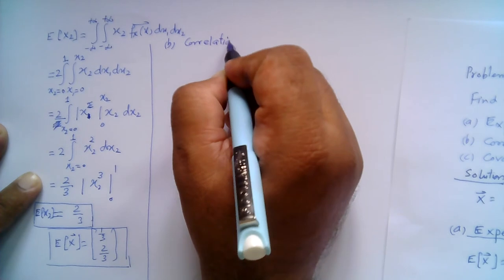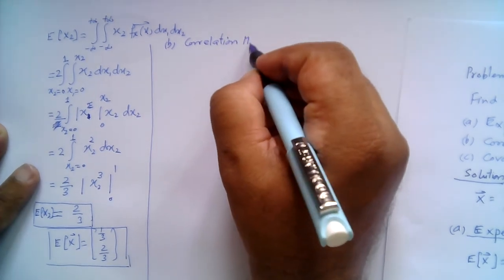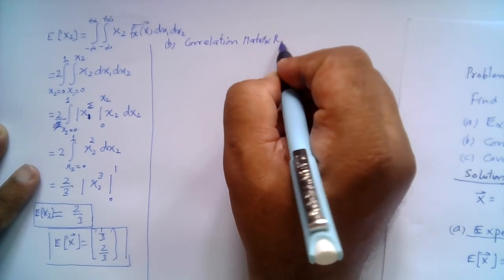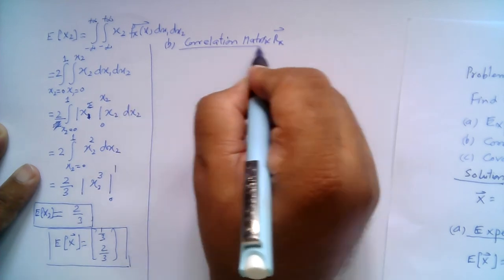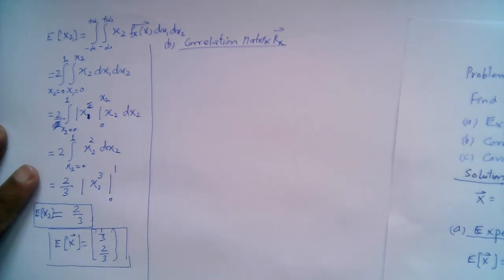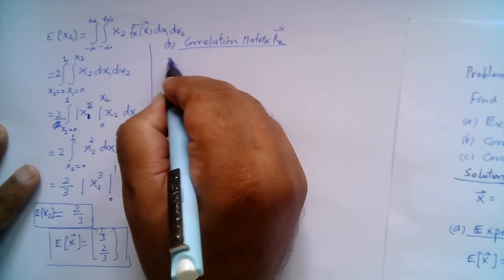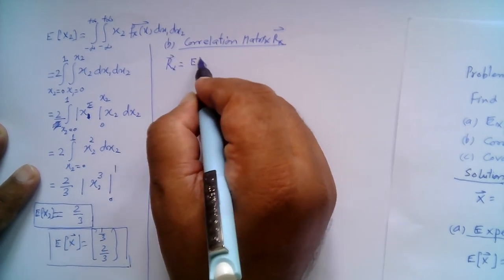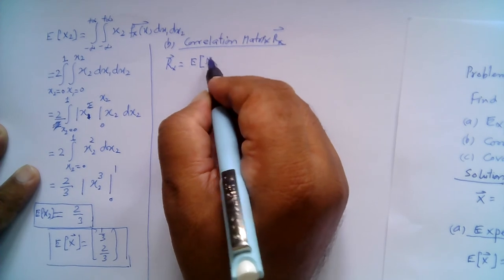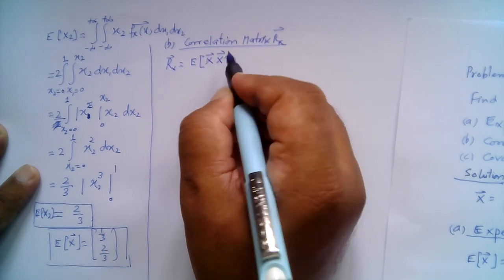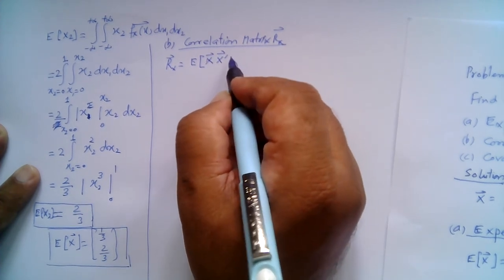the correlation matrix Rx, right? So the correlation matrix Rx is given by this expectation, the expected value of x bar multiplied by x dash bar. X dash means transpose of x, right?